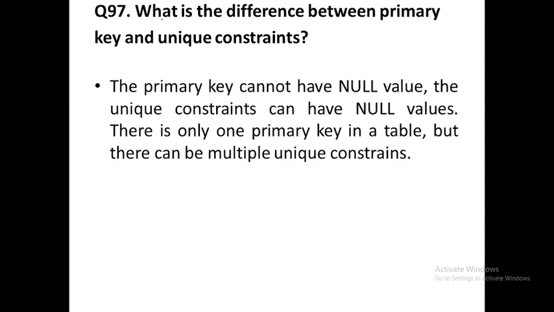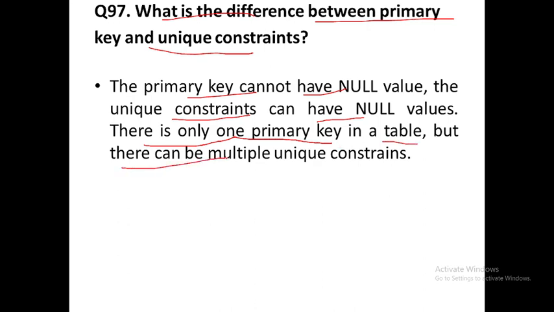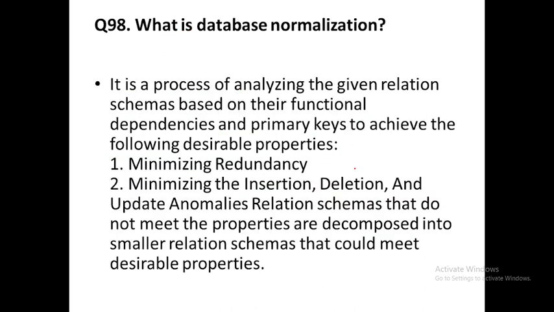Then, what is the difference between primary key and unique constraints? The primary key cannot have a null value. The unique constraint can have a null value. There is only one primary key in a table, but there can be multiple unique constraints.